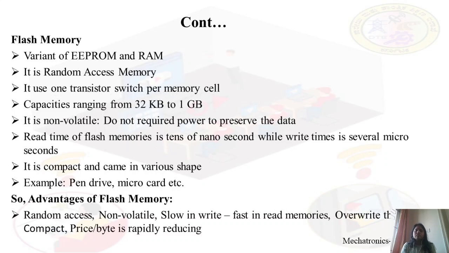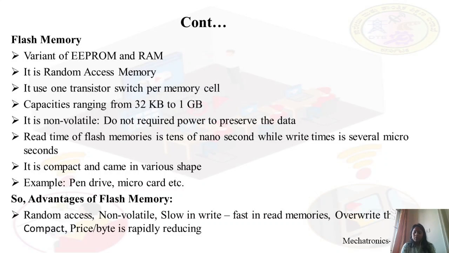And next one is your flash RAM. This flash RAM is the combination of double EEPROM and RAM. That is your NOVRAM. It is the random access memory. It uses one transistor switch per memory cell. The capacity ranges from 32 KB to 1 GB. But it is non-volatile. It does not require power to preserve the data.